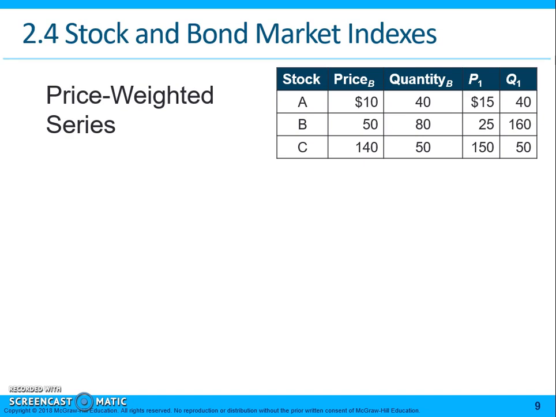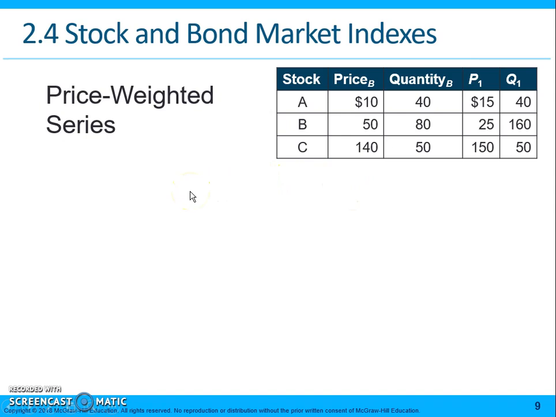In this example, we have initial prices and quantities for stocks. This simple index has three stocks, A, B, and C. The prices are 10, 50, and 40 respectively. The quantities are 40, 80, and 50 respectively. P1 is the prices at the end of the period and Q1 is the quantities at the end of the period. We can see that stock B split, so we're going to have to make an adjustment for that when we do our calculations.